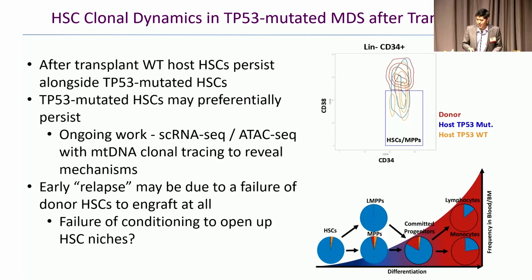The p53 mutated HSCs sure seem to preferentially persist, and so using mitochondrial tracing techniques, we're now studying what molecularly makes them different and allows them to do this. But I think what these data really suggest is in some of these early relapses, especially for p53 mutated disease, relapse may not be MDS growing back out, but it may actually be a failure of donor HSCs to actually engraft at all. You may fail to condition the p53 mutated HSCs out of their niche.